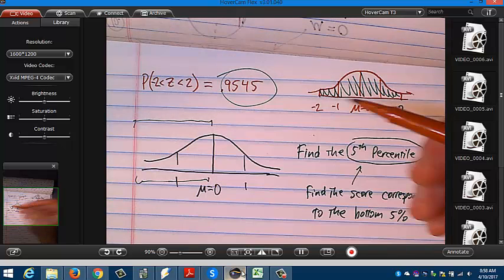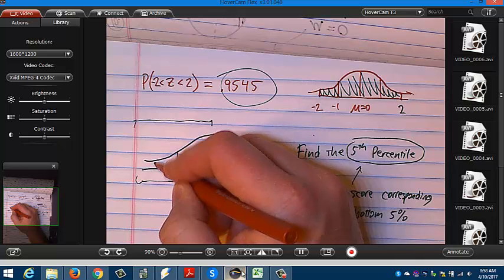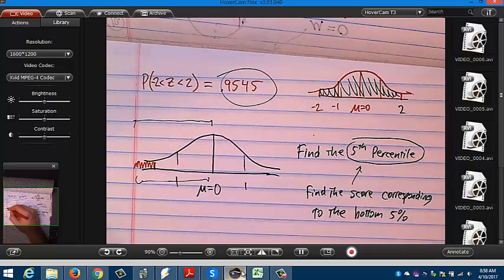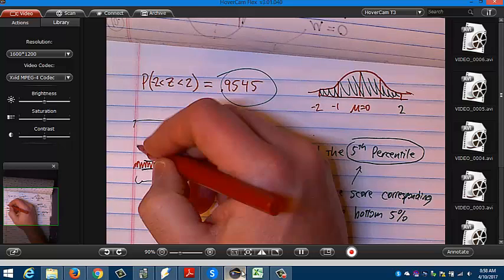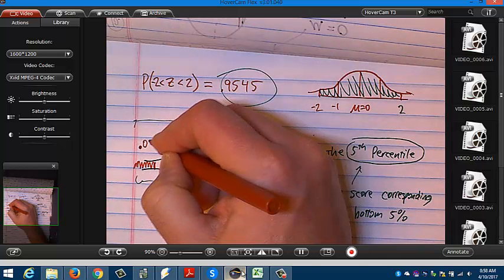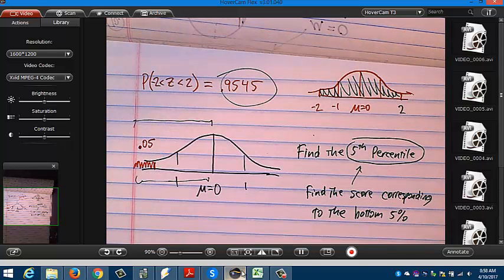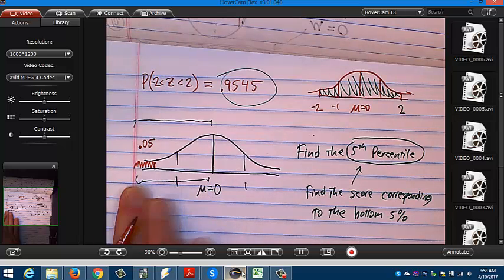So the picture is this, guys. That's the picture. Now, when they say 5th percentile, how do you write that as a decimal? The 5th percentile? Yeah, it's 0.05. If they said 0.5, the answer would be 0, right?